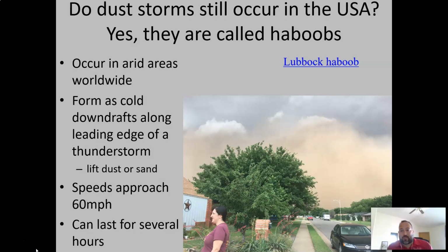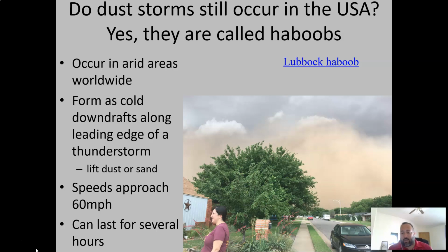So, do dust storms still happen in the United States, or do we still have a lot of wind erosion? Absolutely. So it usually occurs in the arid areas worldwide, and you'll get the dust or sand or all the particles lifted up. Haboobs, they can approach 60 miles an hour, and they can last for several hours.